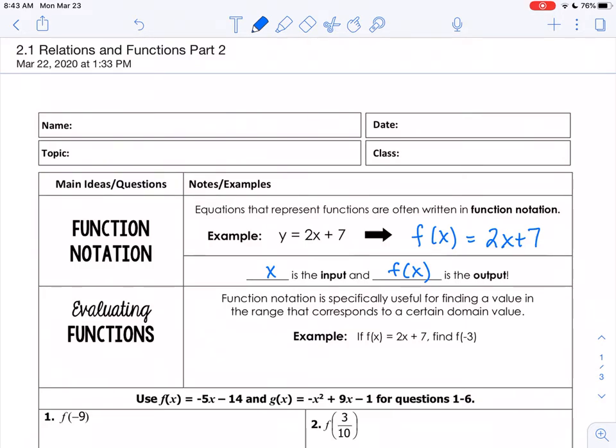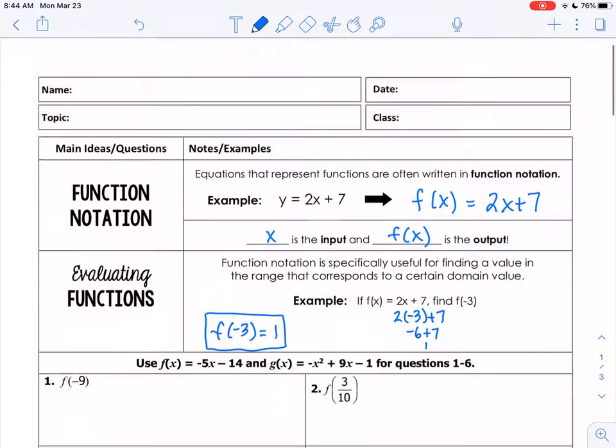Now, function notation is specifically useful for finding a value in the range that corresponds to a certain domain value. So for example, if they give us f of x equal to x plus 7 and find f of negative 3, then basically what we're doing is plugging in negative 3 for the x and solving, and we get 1. So we would write that as f of negative 3 is equal to 1. But what it means is y is equal to 1 if x is negative 3 for that particular equation.